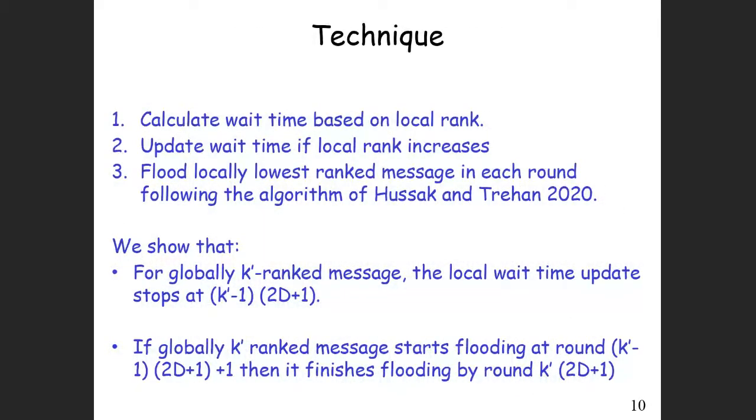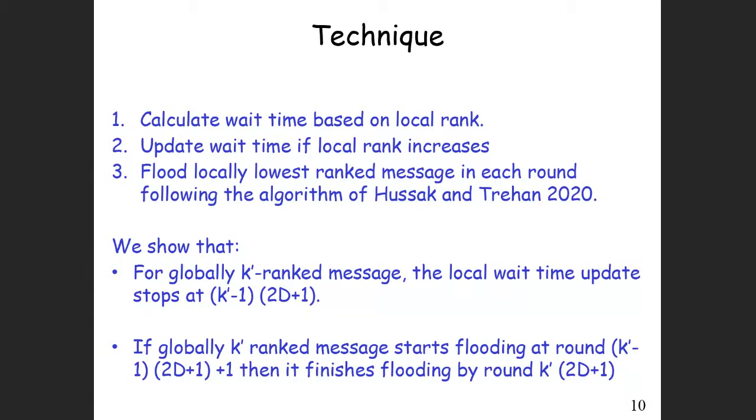What is the technique? We calculate wait time based on local rank. They do not need the global rank, which they don't know, but they will know the local rank. And they will update the wait time if the local rank increases during the algorithm. Then the messages will be flooded. The lowest ranked message will be flooded in each round following the algorithm of Turau and Trehan, the single source algorithm. Running that algorithm, what we saw is that for a globally k prime ranked message, without knowing rank, the local wait time update stops at (k prime minus 1) times (2D plus 1).